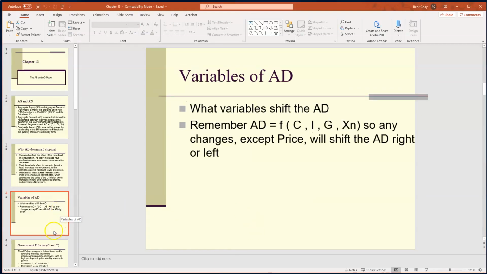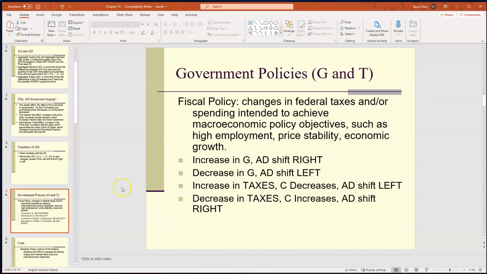Alright, so what are the variables that create shifts? An example of a variable that creates a shift is government changes in their fiscal policy. Now, fiscal policy is basically when the government decides to change taxation or government spending in general. If there's an increase in government spending, aggregate demand will shift to the right. If there's a decrease in government spending, then the aggregate demand will shift to the left.